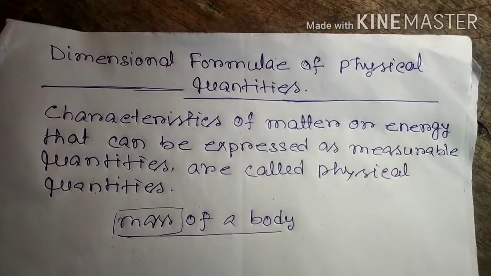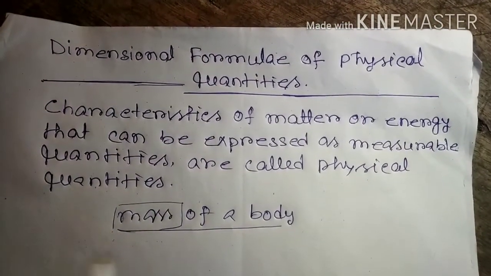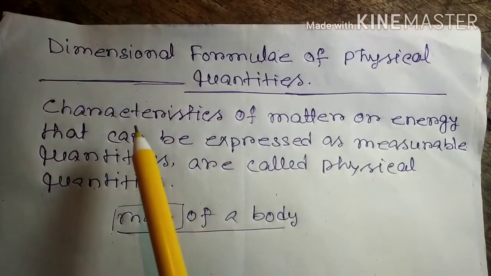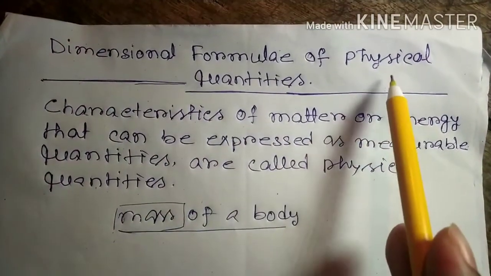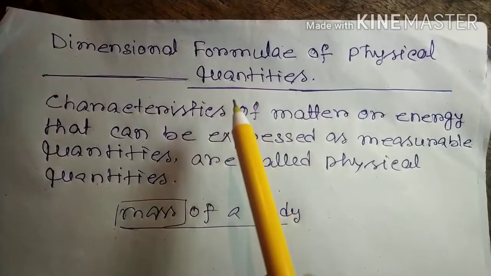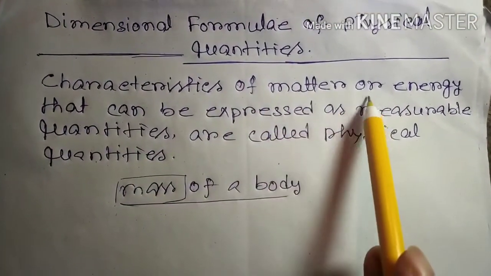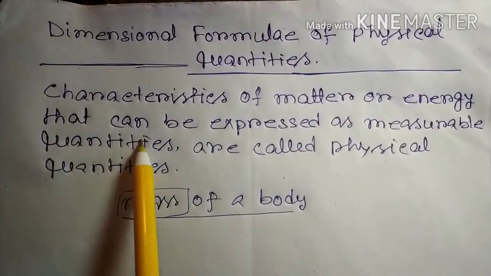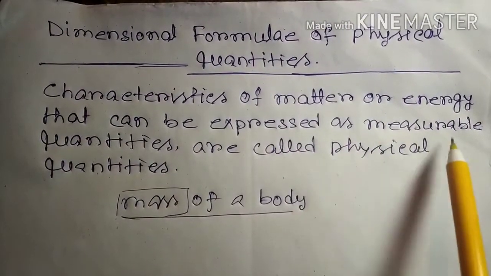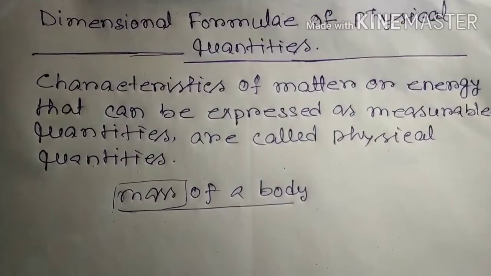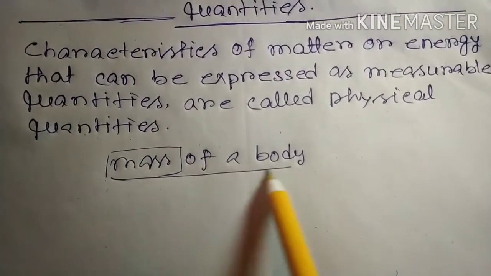Hello students, today I am going to explain dimensional formula of physical quantities. So at first we have to know what are physical quantities. Characteristics of matter or energy that can be expressed as measurable quantities are called physical quantities. Like one example, mass of a body.